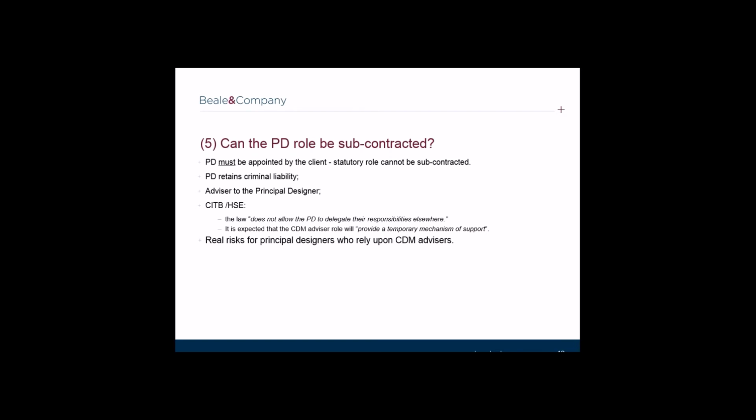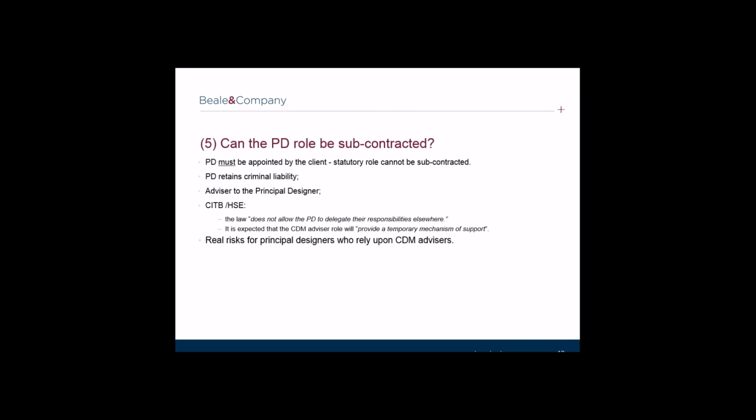Nevertheless, the HSE's view is that appointing CDM advisors is a temporary mechanism of support, which suggests that there will be risks for PDs who use CDM advisors as a crutch. For example, the Association for Project Safety has published a standard form appointment for a CDM advisor to the PD. This is essentially a back-to-back subcontract with the PD appointment, in that the advisor is essentially required to take on the PD role in full. In our view, this is not consistent with the spirit of CDM 2015. The CDM advisor's role should be to advise the PD, not to take on the role in full.